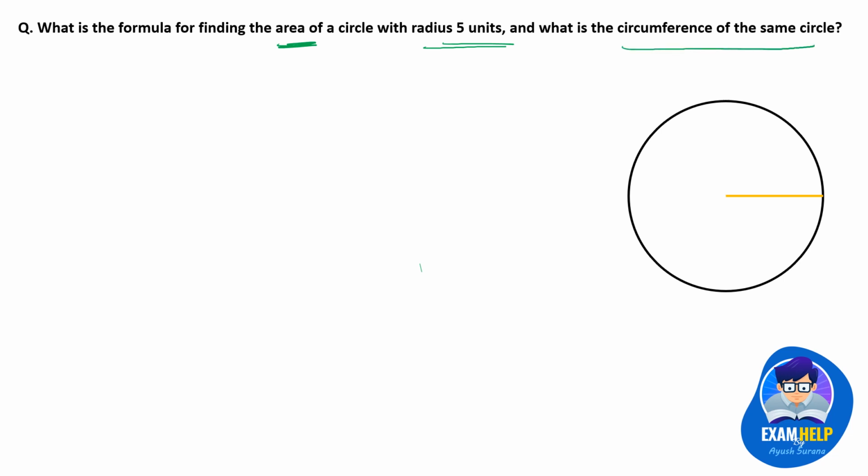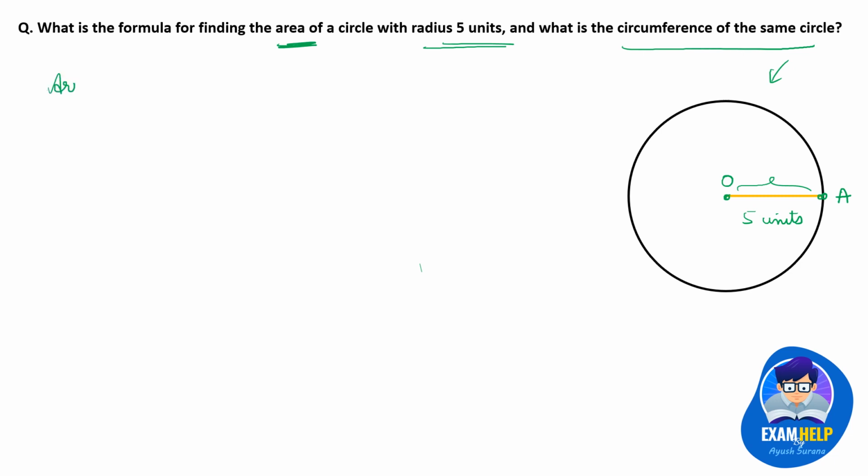Okay, so this is my circle. This is the center O and this is a point on the circumference, that is A. And this OA represents the radius of 5 units. Now the question is asking to find the area.